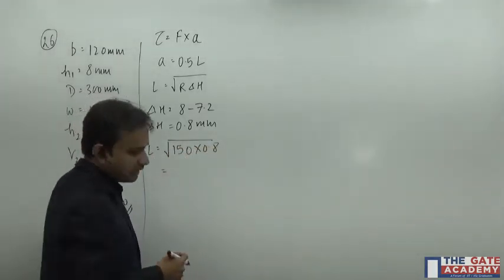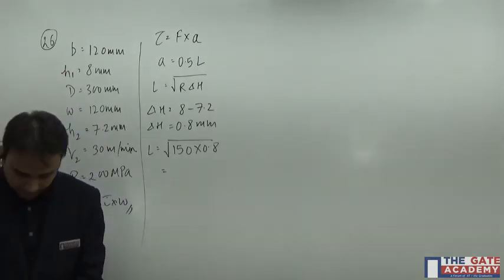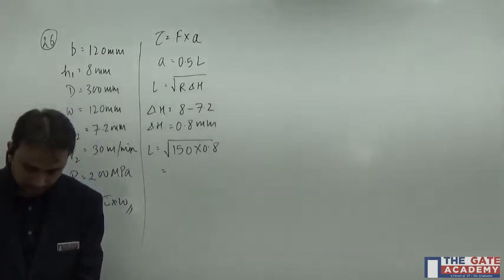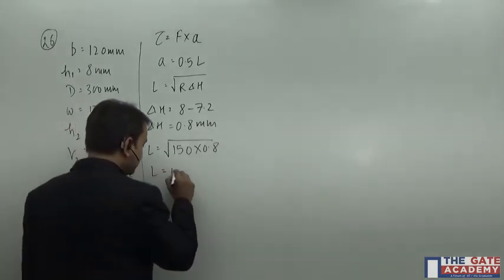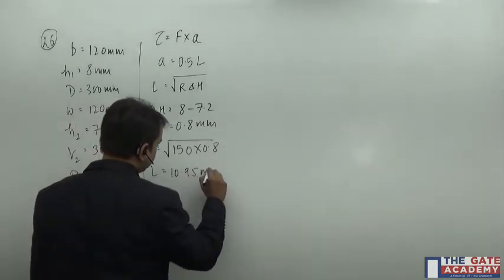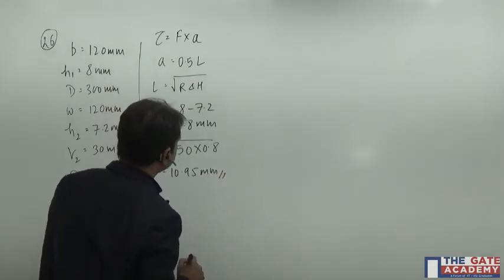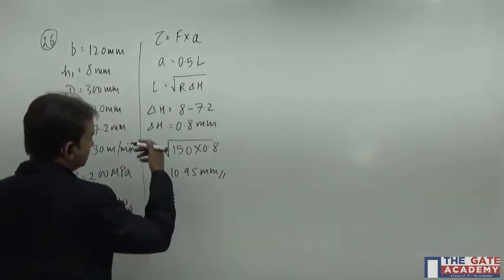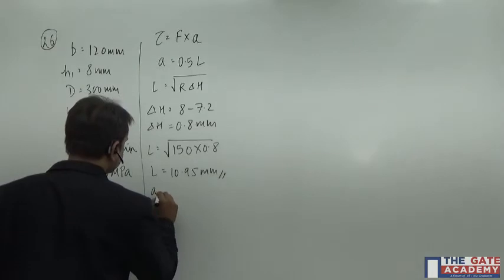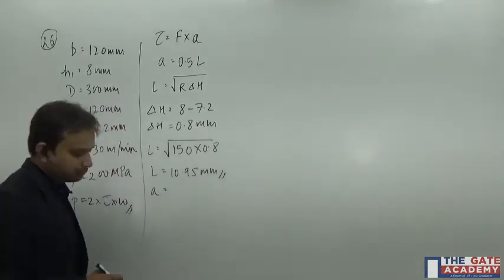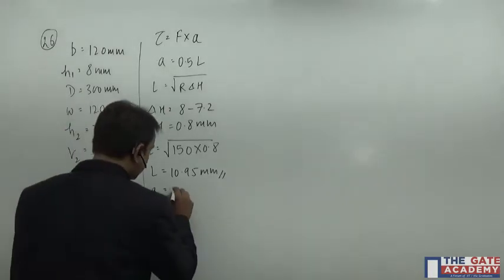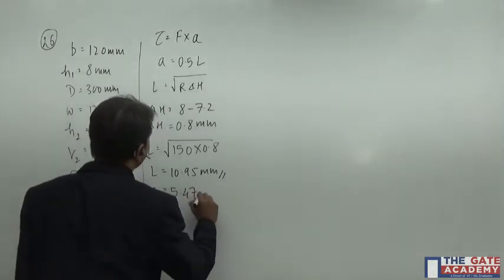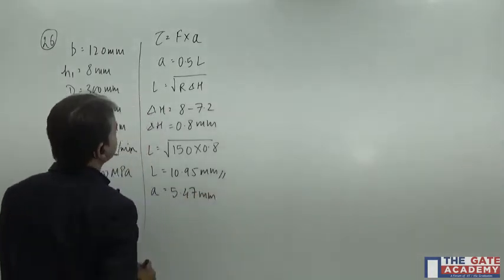So what is going to be L now? L is going to be 10.95 mm, right? Now if this is 10.95, then what is going to be A? A is nothing but 10.95 times 0.5. It is going to be 5.47 mm. That's all, right?